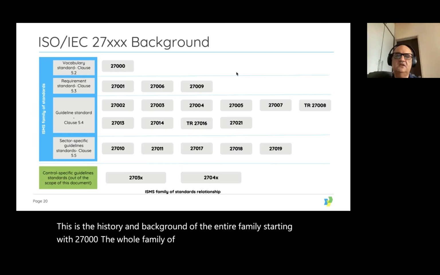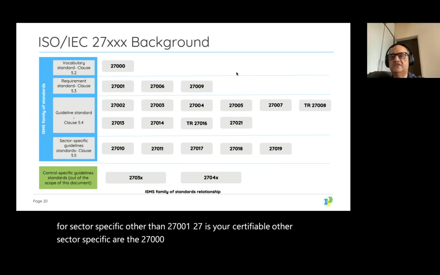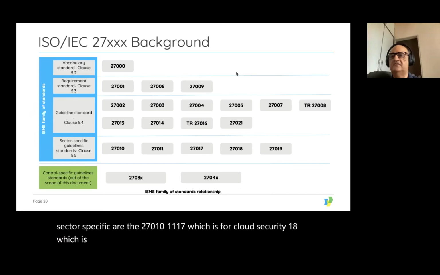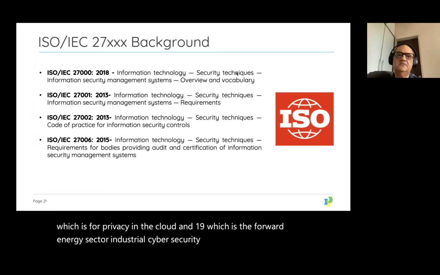Other than 27001, which is certifiable, there are sector-specific standards: 27011 for telecom, 27017 for cloud security, 27018 for privacy in the cloud, and 27019 for the energy sector, covering industrial cybersecurity controls. We will see some of them here.